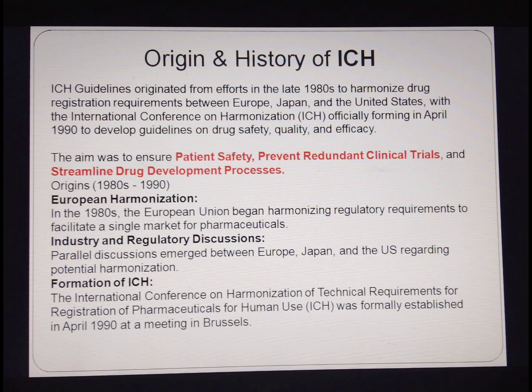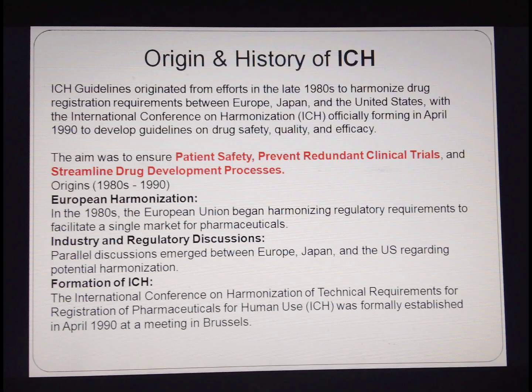Origin 1980s to 1990s. European harmonization. In the 1980s, the European Union began harmonizing regulatory requirements to facilitate a single market for pharmaceuticals. Industry and regulatory discussion. Parallel discussion emerged between Europe, Japan, and the US regarding potential harmonization. Formation of ICH. The International Conference on Harmonization of Technical Requirements for Registration of Pharmaceuticals for Human Use was formally established in April 1990 at a meeting in Brussels.